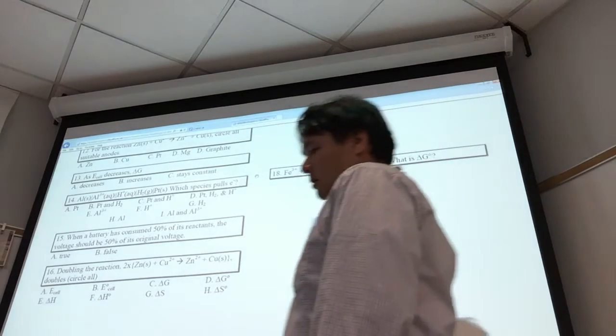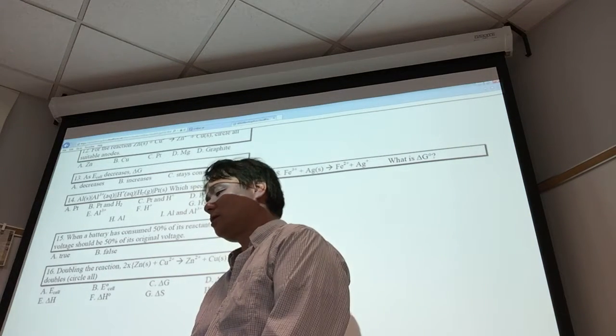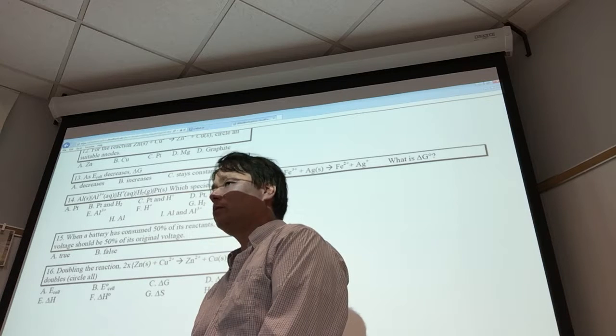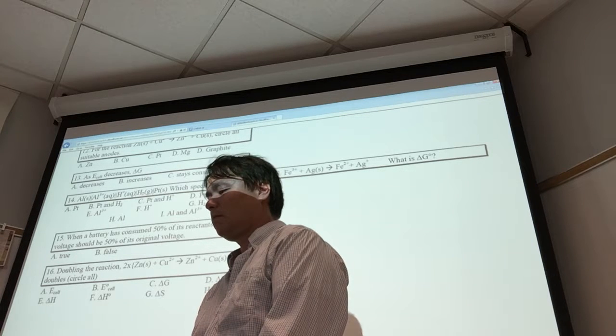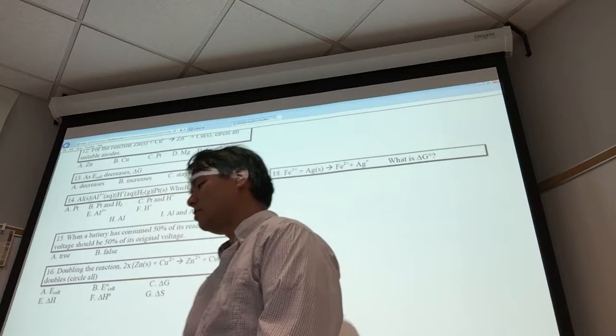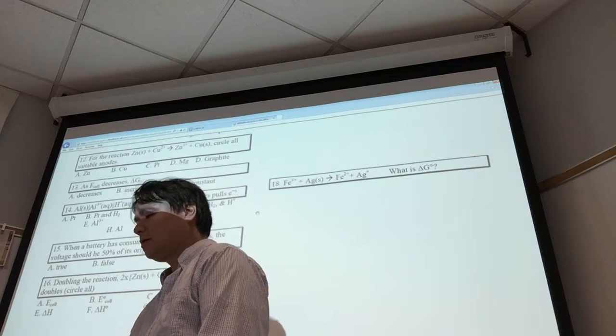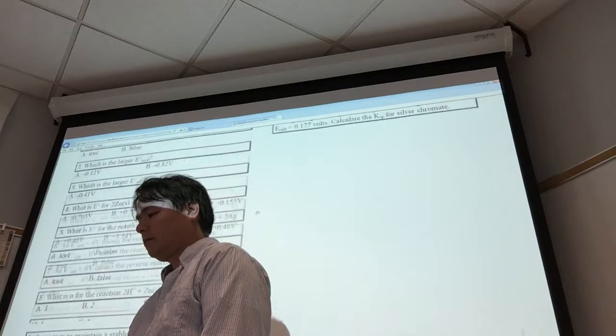And so E of the cell and E not of the cell don't change. Only if you do what? Change the concentration, which wasn't specified, so you can't assume. Okay, what else?